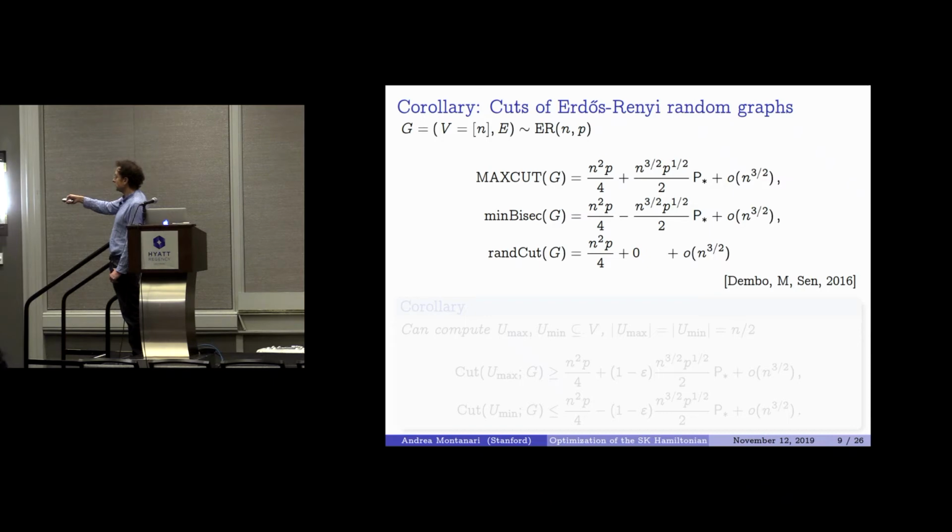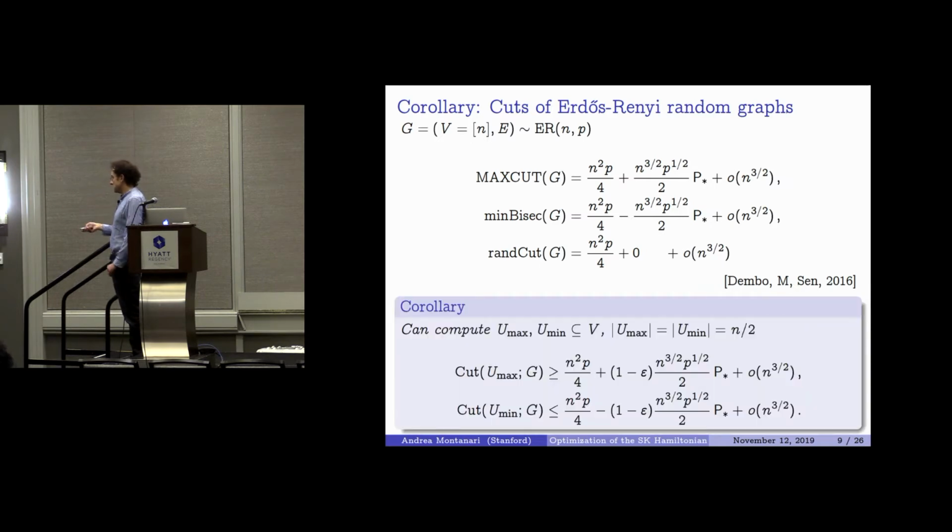The max cut deviates from this by n to the 3/2 times a constant that is the same 0.76 that I described before, and for min bisection it's minus the same constant. This was proved in this paper. And basically, this same algorithm gives a 1 minus epsilon approximation of these factors. So basically, on a random graph, the leading factor is trivial. Once you subtract the value of the trivial cut, this gives you a 1 minus epsilon approximation of opt for these two problems.